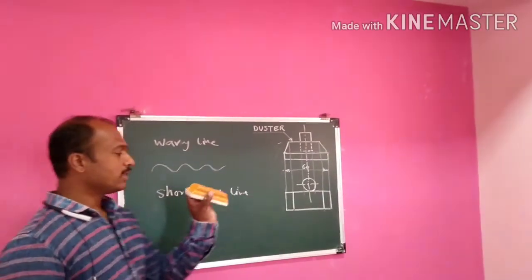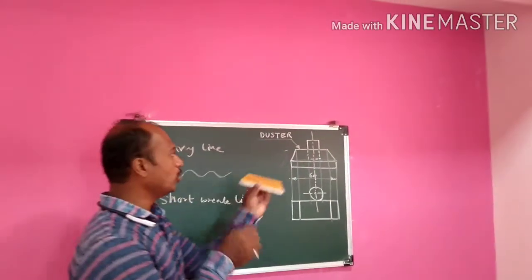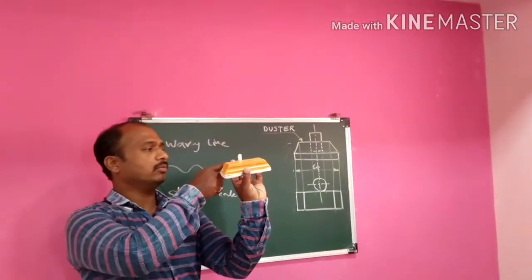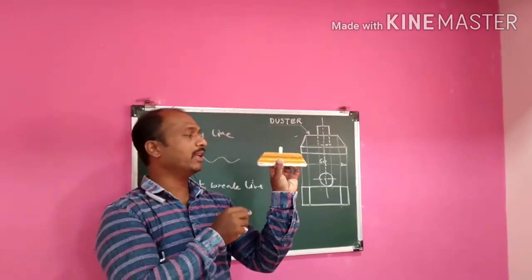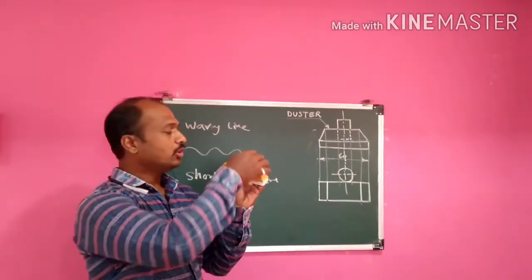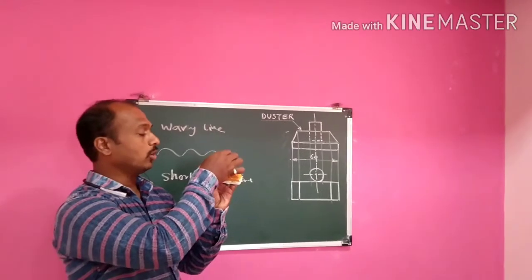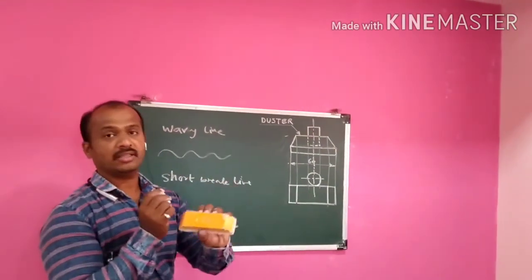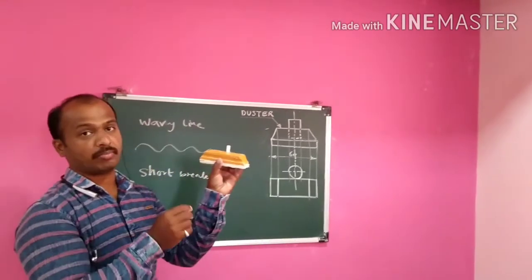Short break means what? See, this is an object. Just as I told you, this chalk is hidden behind this. The part of the chalk is hidden, so I draw that by using dash line. Suppose I want to see this chalk. This chalk should be visible to us, but I don't want to remove the duster, and this chalk should also be visible.